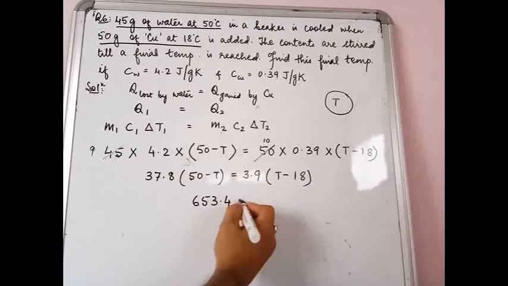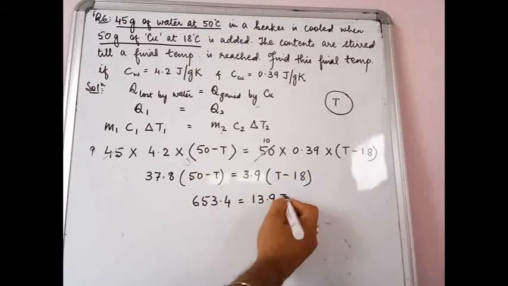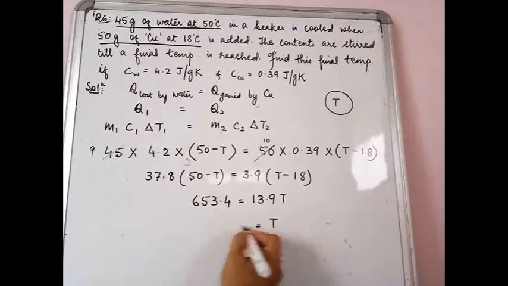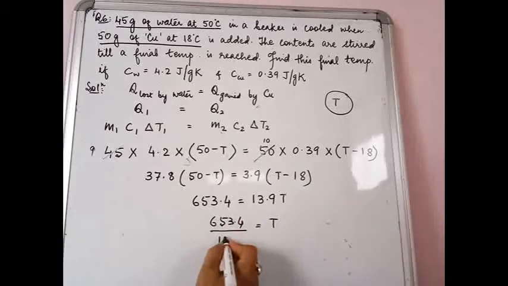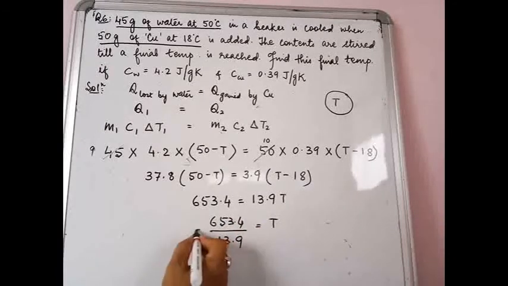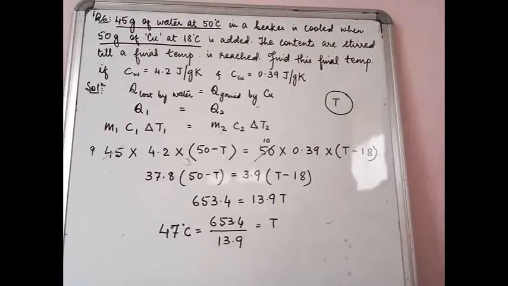653.4 roughly is equal to 13.9 T. So that T, when you calculate, it will come out to be 653.4 divided by 13.9, which will come out to be roughly equal to 47 degrees centigrade. Okay, the final temperature will be 47 degrees centigrade.